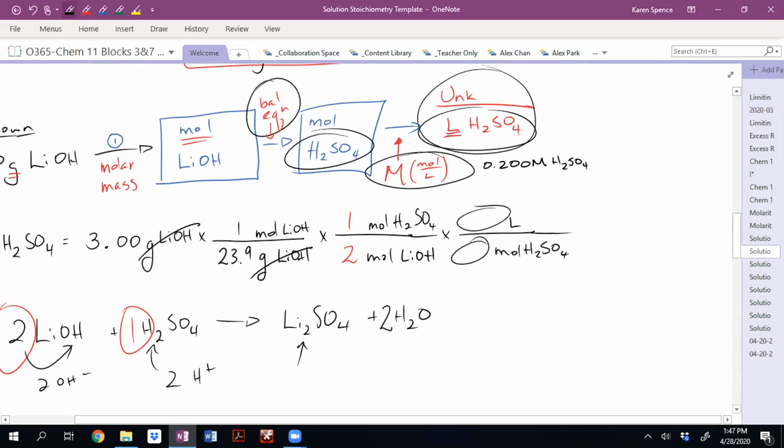Yeah, that 0.200 goes on the bottom, absolutely. 0.200 moles per liter, and that is it. I think we're good at that point. Boom, boom, boom, boom. And we get, let's see, 3 divided by 23.9 divided by 2 divided by 0.2, equals. And we get 0.314 liters.